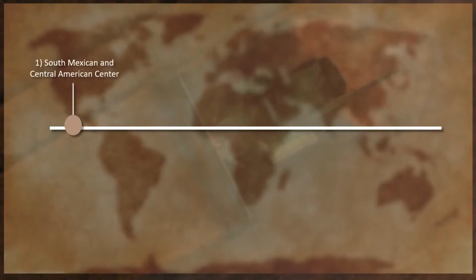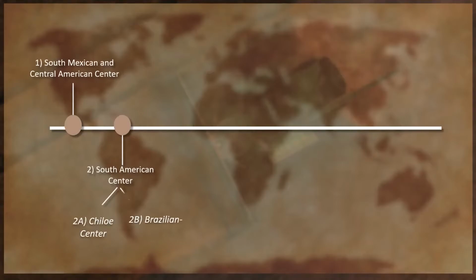So let us have a look into what those 8 centers of origin are. Right. See in this map, you will find the different 8 centers of origin. Right. Here, first you will see the South Mexican and Central American Center. Then second you will see the South American Center. When you look into the South American Center, in this map you will find 2A is the Chiloe Center, 2B is the Brazilian-Peruvian Center.